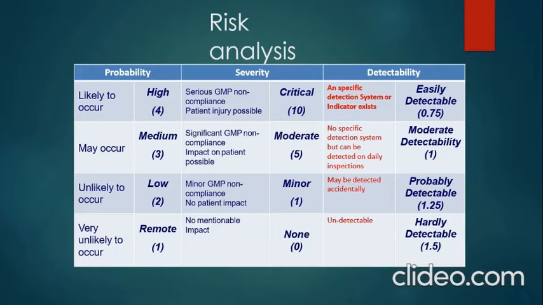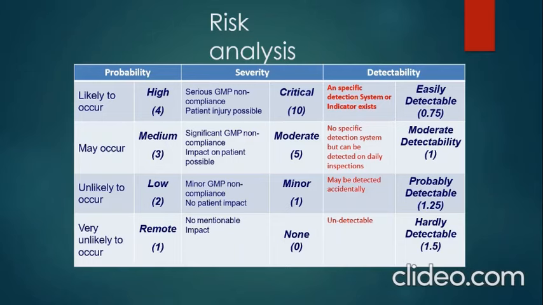Then for severity, if this problem may cause serious GMP non-compliance or patient injury, then it counts as critical, and the point will be 10. If the cause has significant GMP non-compliance, with impact on patient possible, then it counts as moderate, and the point will be 5. For minor GMP non-compliance or no patient impact, it counts as minor. If there is no mentionable impact, then it counts as none.